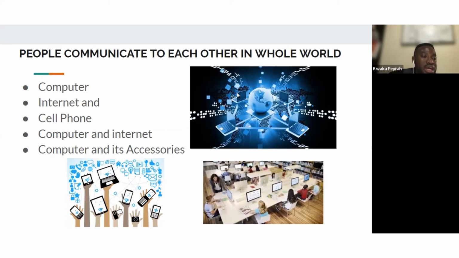You could be in Ghana and communicate with somebody in America. You could be in Swaziland and communicate with somebody in South Africa. This is possible because of the system called internet that is inputted in a computer to be able to allow communication to take place from one media to another.